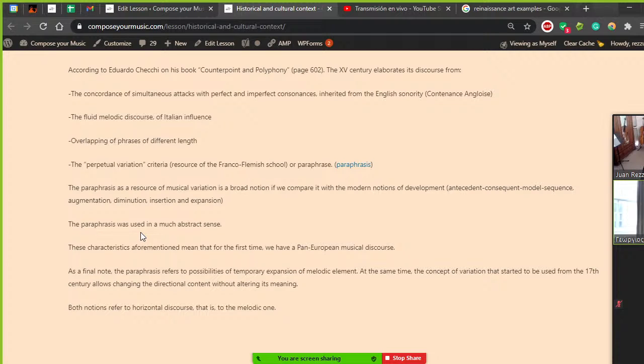modern notions of development: antecedent, consequent, model, sequence, augmentation, diminution, insertion, expansion, contraction. I mean, go to the Caplin book, phrase deviations. You're going to have it. The paraphrasis was used in a much more abstract sense. These characteristics aforementioned mean that for the first time we have a pan-European musical discourse.